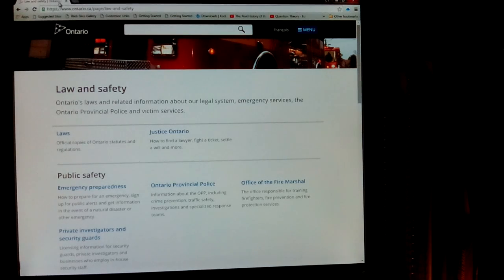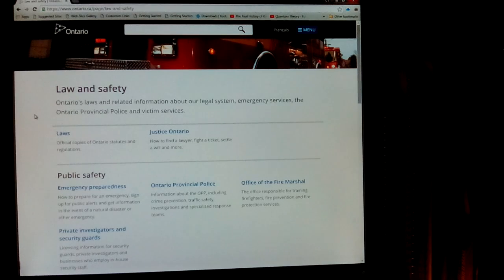Law and safety, that link is available at www.ontario.ca/page/law-and-safety. And that brings you to this web page by the Government of Ontario, Law and Safety.